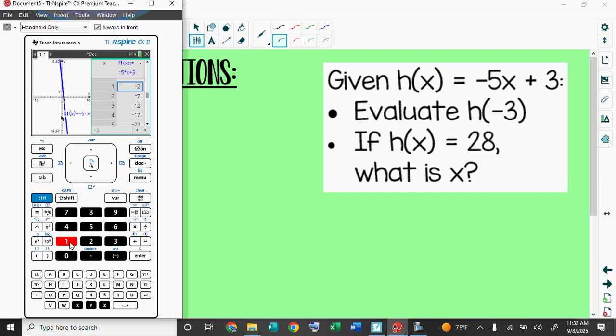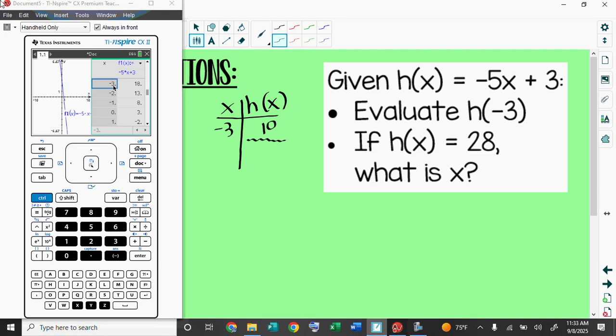And so when I want to evaluate something, I have x and f of x. This time it's not an f of x, it's an h of x. It's the same thing. So here, this -3 replaced the x, so I'm going to put a -3. Now I'm looking for this. So I'm going to go to my table, and I'm going to go across from -3, and what's across from -3 is 18. So that means h of -3 equals 18.